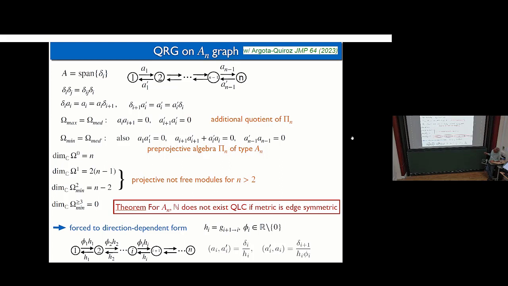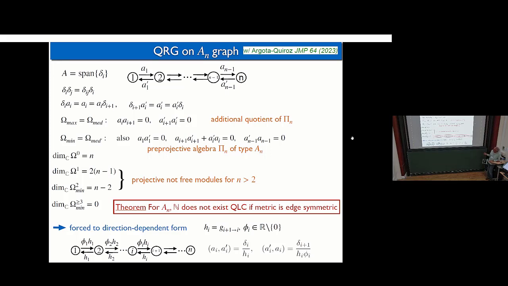The relations of omega max would be the same as omega min would be, to add these relations here. Omega min adds more relations here. Now, if you just add these, there's a very important algebra in representation theory. This is the pre-projective algebra of the Dynkin type A_n. So that's already a very interesting algebra. But we take that pre-projective algebra and we add these further relations to have an exterior algebra. That's the exterior algebra we're working with.